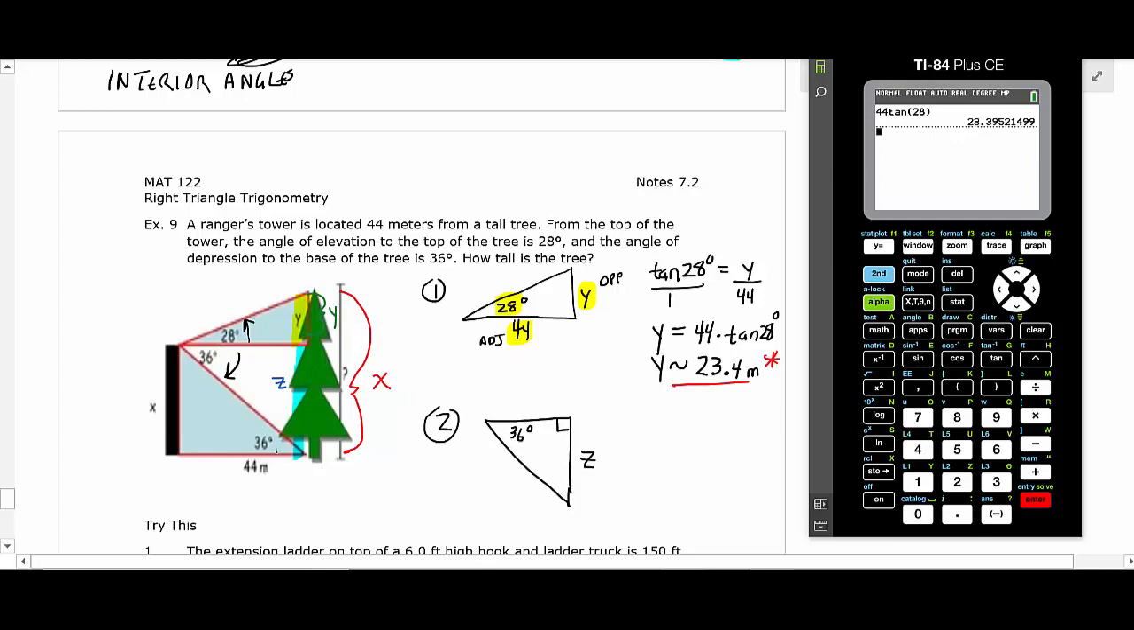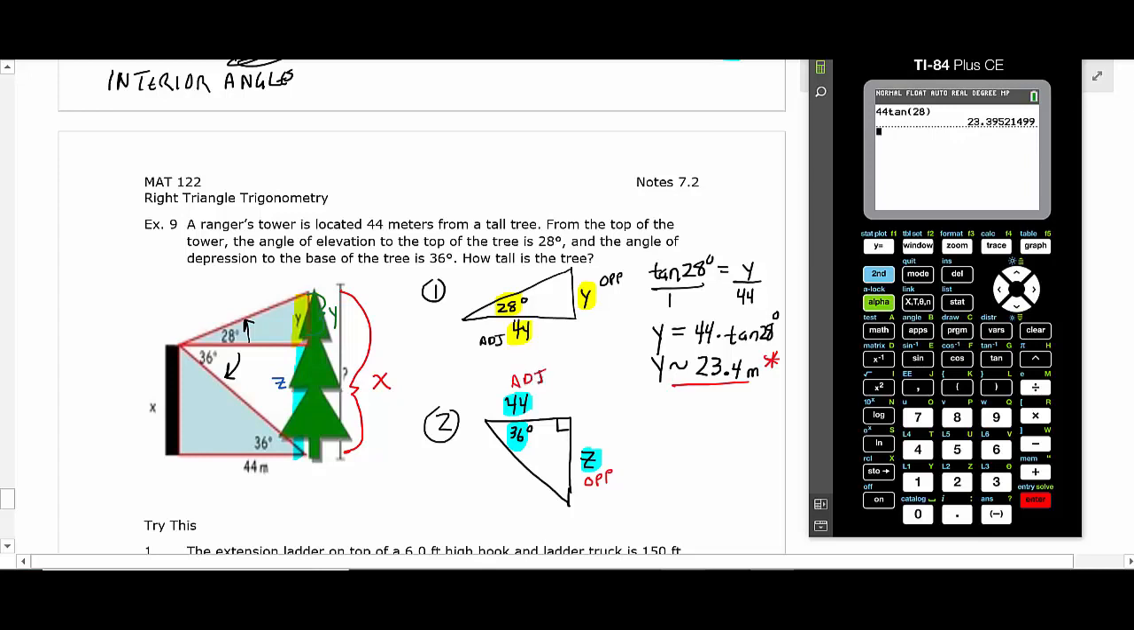And if this is 44, so is this. So that's what you've got to understand. So you've got 44 there, you've got the angle, and then you've got the unknown. So it's the same idea. When you reason this out, you look at this. In relation to 36, you have an opposite and you have an adjacent.